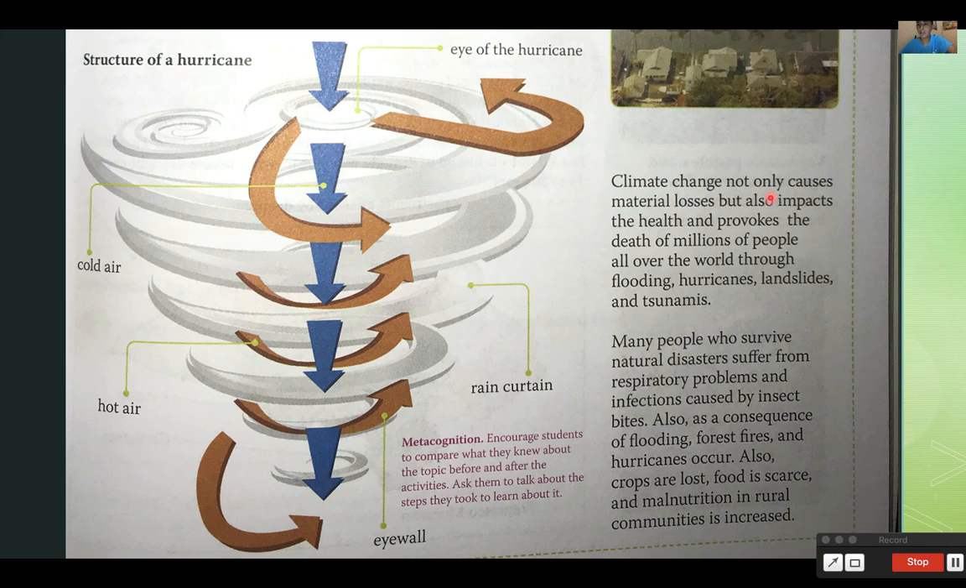Okay, climate change not only causes material losses, but also impacts health and provokes the death of millions of people all over the world through flooding, hurricanes, landslides, and tsunamis, like el tsunami de Japón en el 2011. Many people who survive natural disasters suffer from respiratory problems and infections caused by insect bites. Also, as a consequence of flooding, forest fires and hurricanes occur. Also, crops are lost, food is scarce, and malnutrition in rural communities is increased.